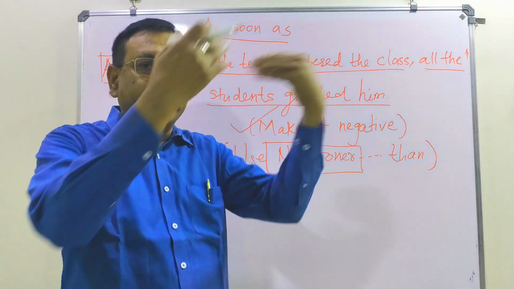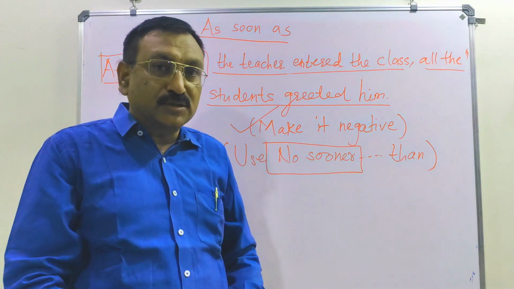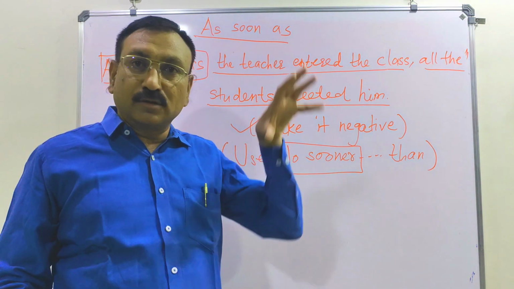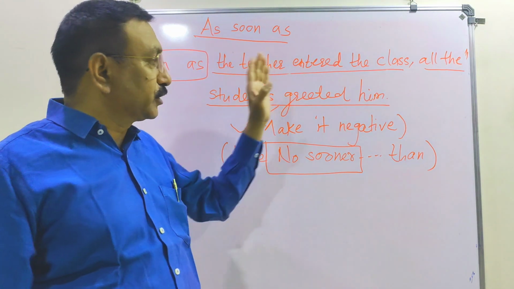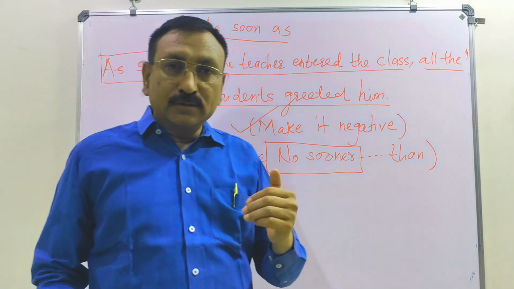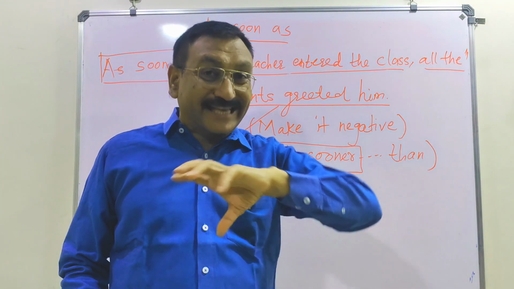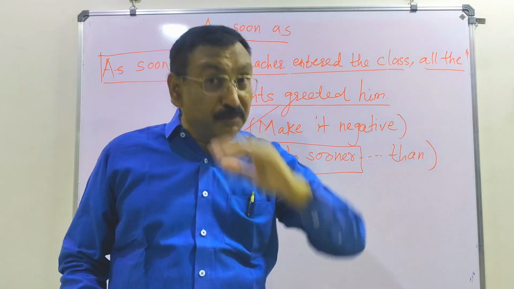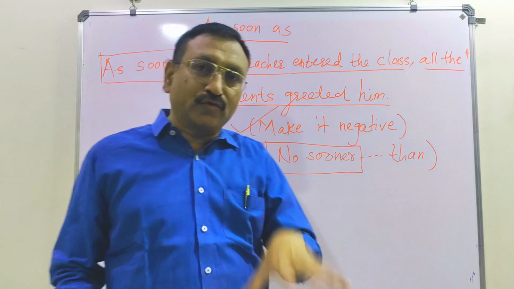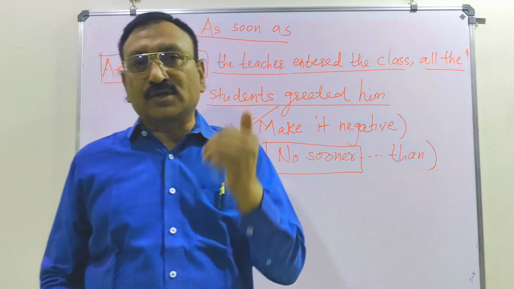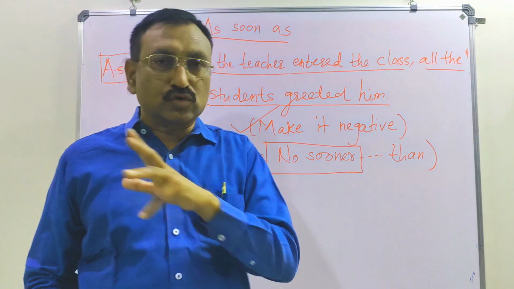The teacher is entering the class, the teacher entered the class, so this is the first incident in the first clause. And if you look at the second clause, all the students greeted him. So greeting the teacher is the second incident that takes place immediately after this first incident. So in those situations we use conjunctions like as soon as and no sooner.